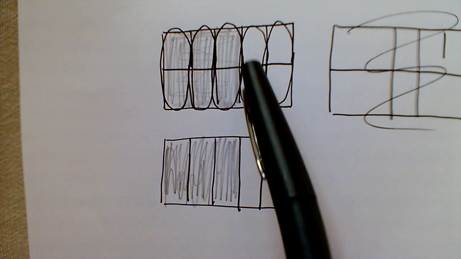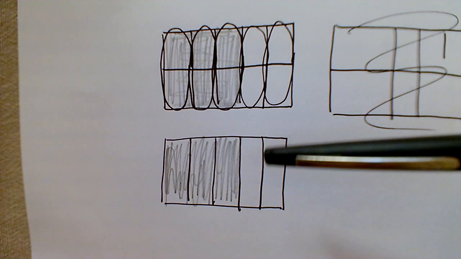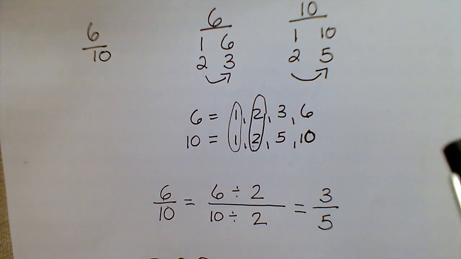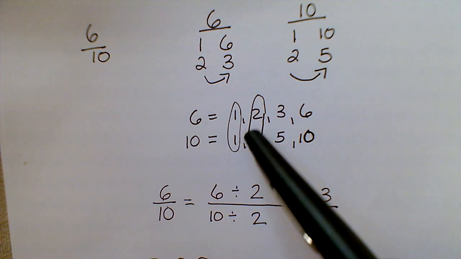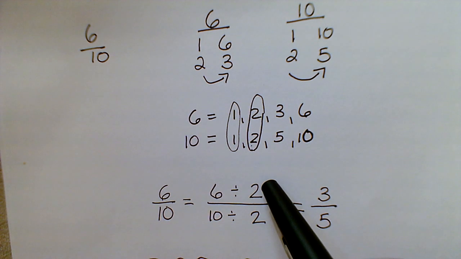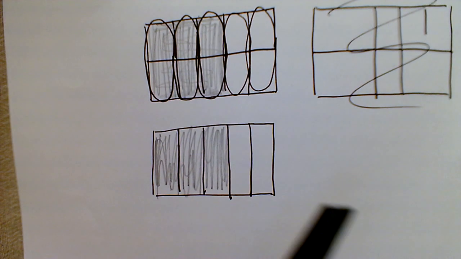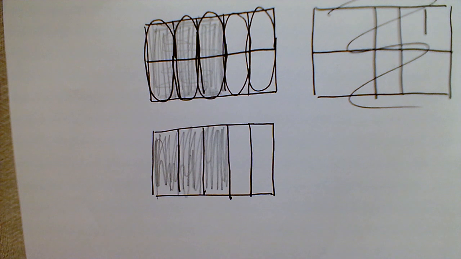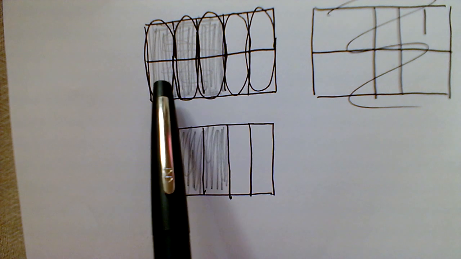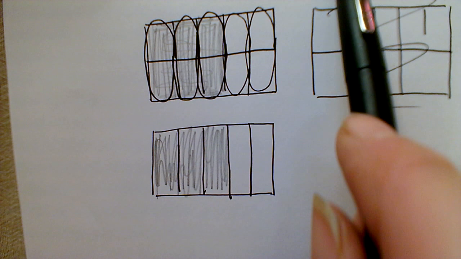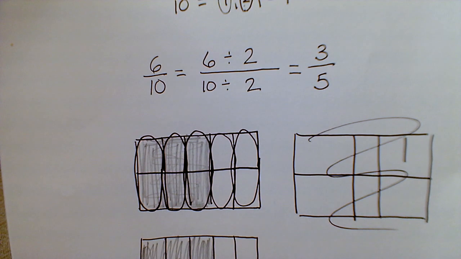So this would be doing it a slightly different way, because instead of showing it immediately using an area model, we did it mathematically by finding the common factors and picking the largest one. And then we showed what we did by drawing it out and modeling it. So we had 6/10, and we divided it, or grouped it, into groups of 2 to make 3/5, which is a larger fractional unit.